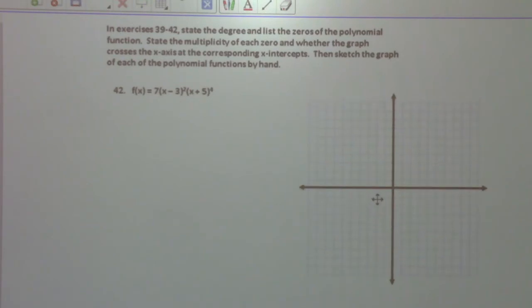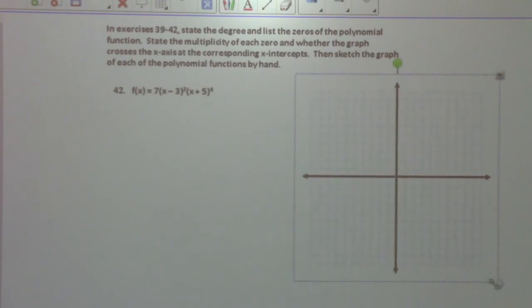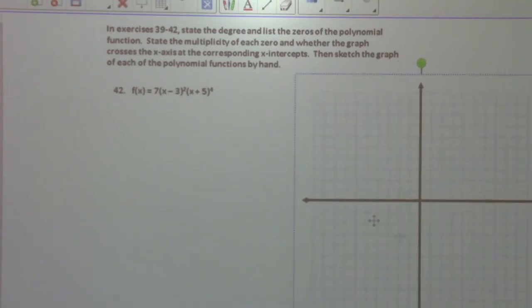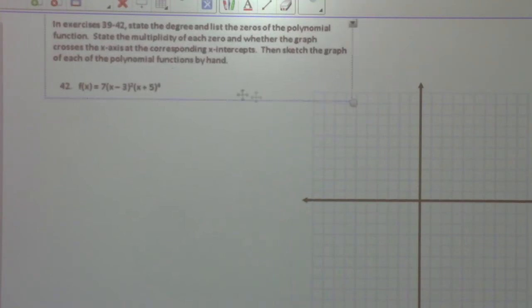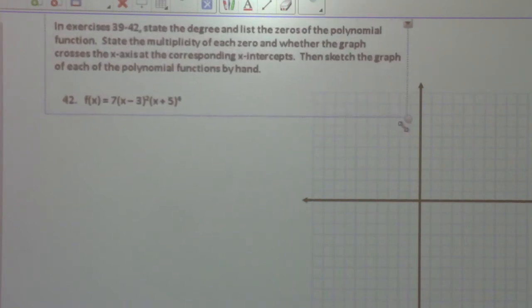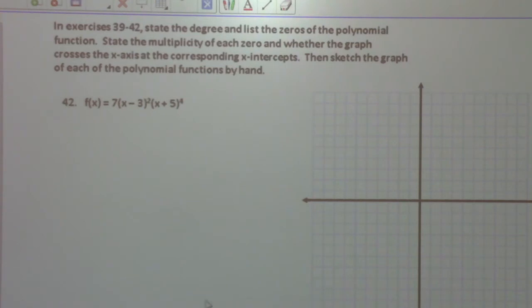Go ahead and get a little bit bigger up here. Okay. Go over here.